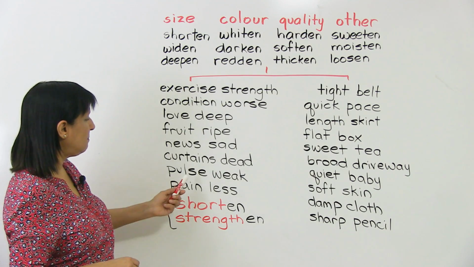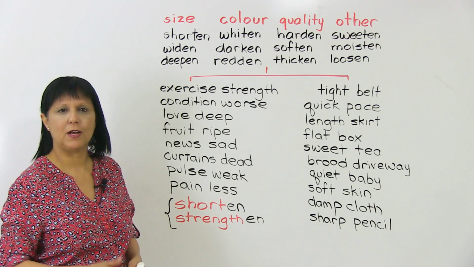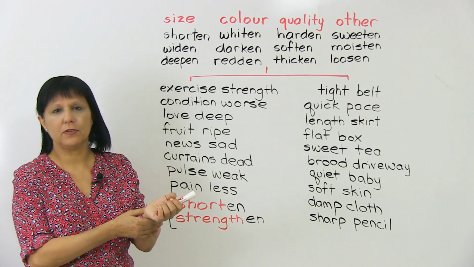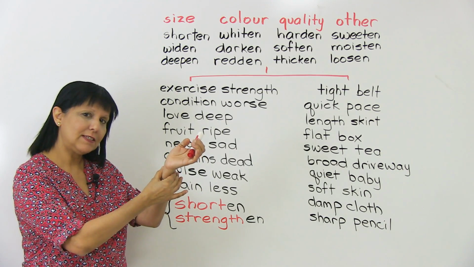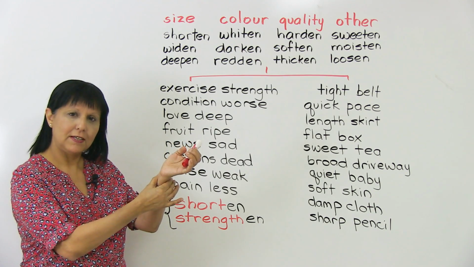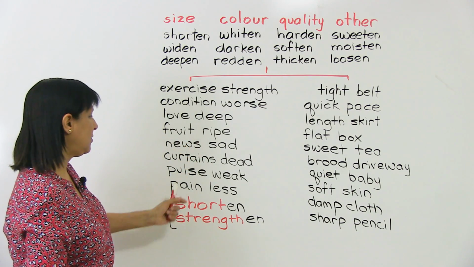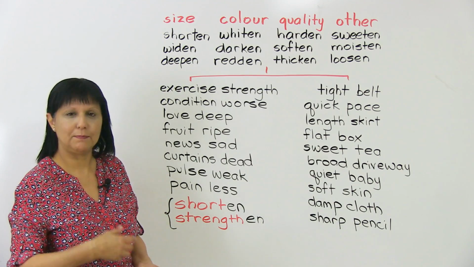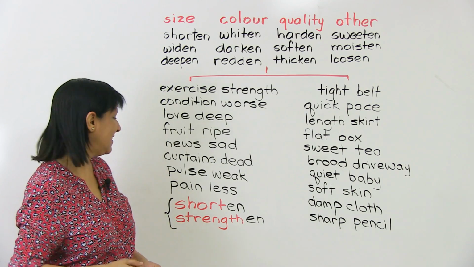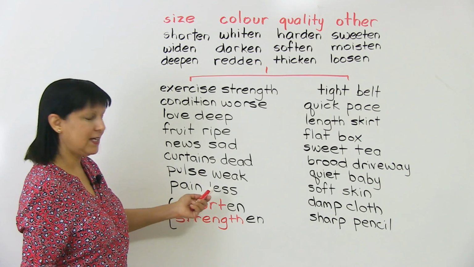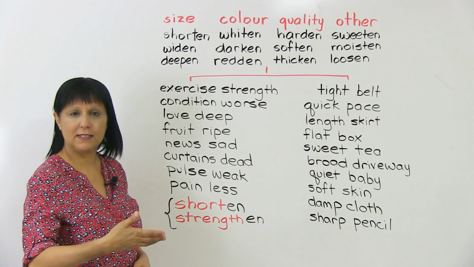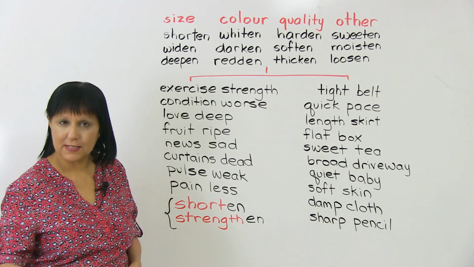All right? Pulse weak. Now, what's your pulse? You know, when you go to the doctor or you go to the hospital, they take your pulse. It's like you can feel your heartbeat. That's your pulse. And so we could say his pulse weakened. It became weaker. All right? And pain less. So it means his pain lessened by taking the medicines.